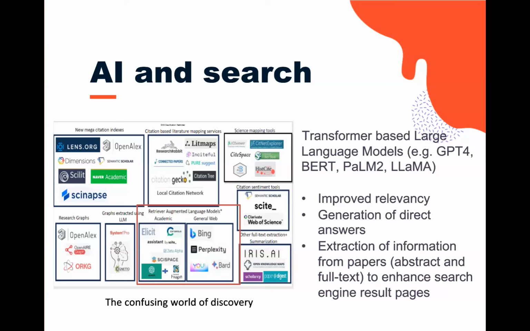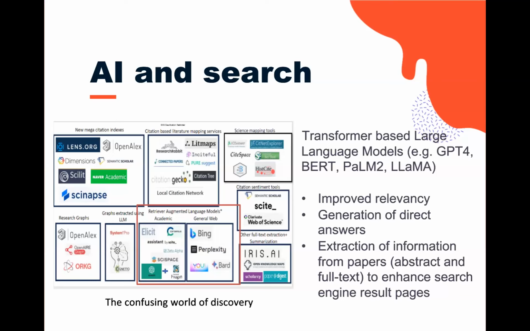In the area of search, I see these capabilities being used in three main ways. Firstly, the capability of such language models to understand the actual query and understand the document. This allows improved relevancy. Secondly, these models are able to generate direct answers to questions. So this is a totally different paradigm from just generating links to, say, 10 documents that may or may not answer your question.